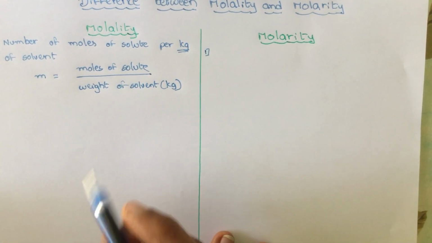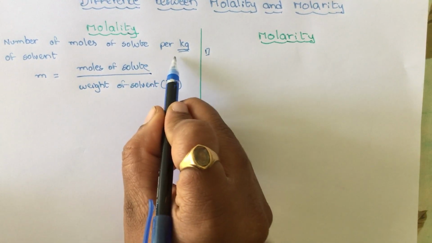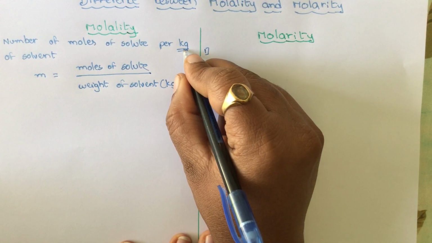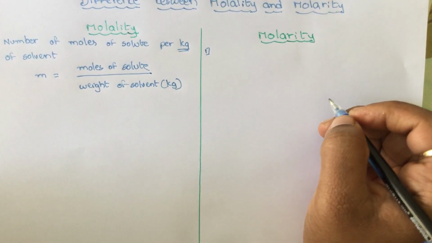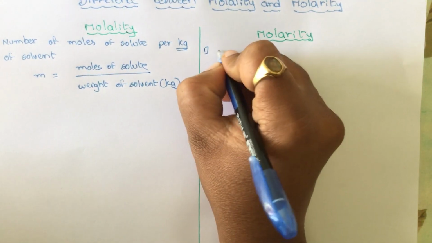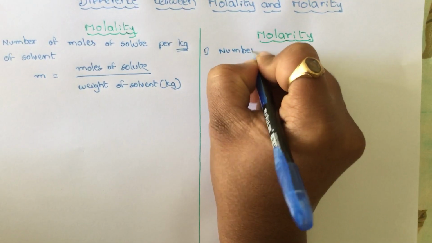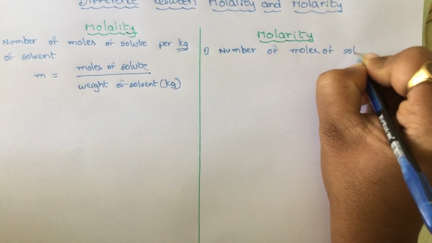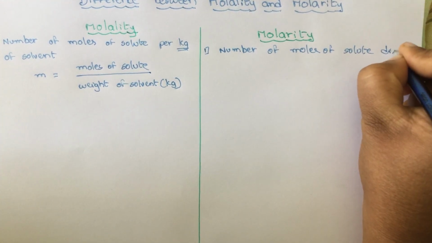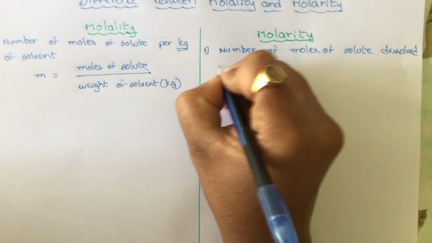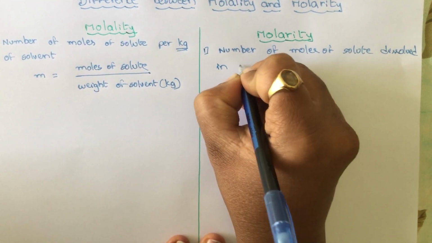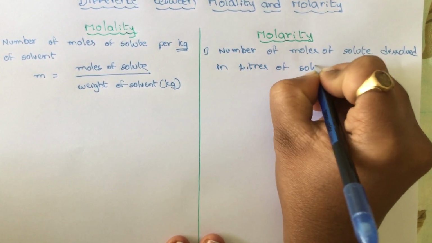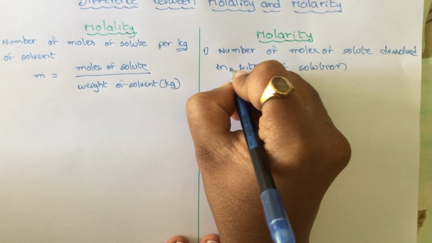Molarity is nothing but number of moles of solute dissolved in 1 liter of solution. Okay, here we are talking about kg, but here we talk about volume in liters. Okay, molarity is nothing but number of moles of solute dissolved in liter of solution, per liter of solution, you can say.